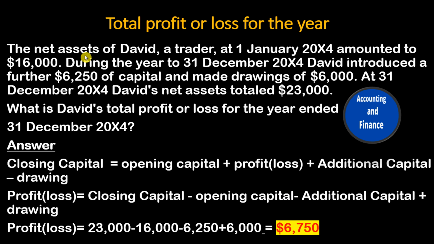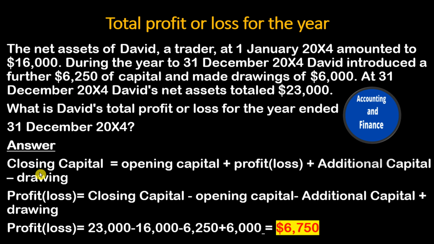The net assets of David, a trader, at 1 January 20x4 amounted to $16,000. During the year to 31 December 20x4, David introduced a further $6,250 of capital and made drawings of $6,000. David's net assets totaled $23,000. What is David's total profit or loss for the year ended 31 December 20x4?